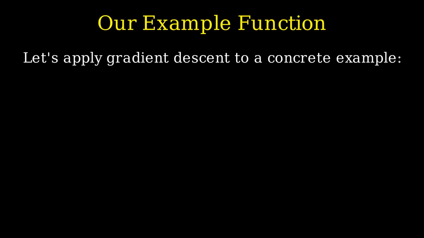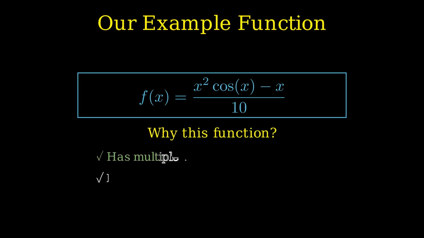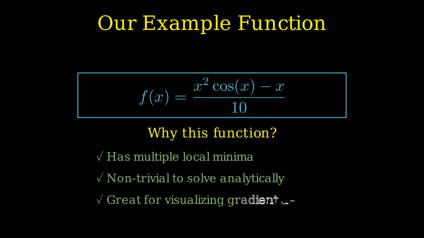Theory is great, but let's apply this to a concrete example. We'll use a function that's interesting but still manageable. Here's our function. f of x equals x squared times cosine of x, minus x, all divided by 10. Why this function? It has multiple local minima, so it's non-trivial. It's complicated enough that solving it analytically would be tedious, and it's perfect for visualizing how gradient descent works.